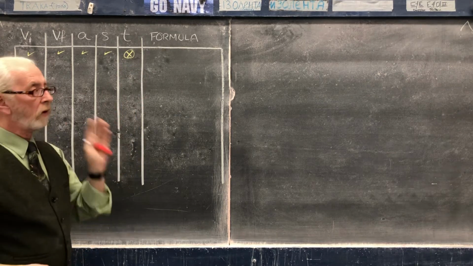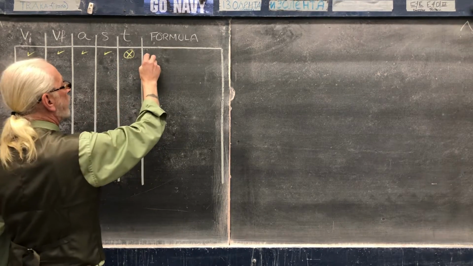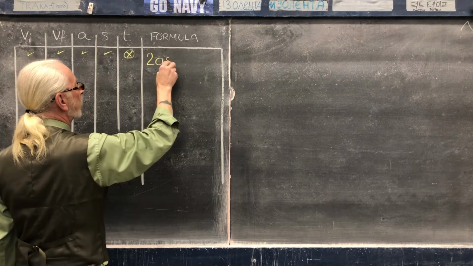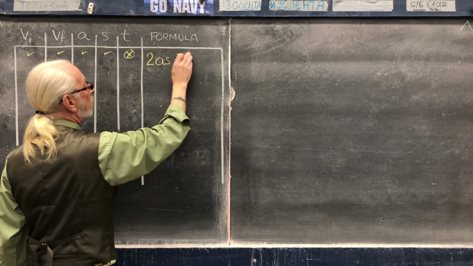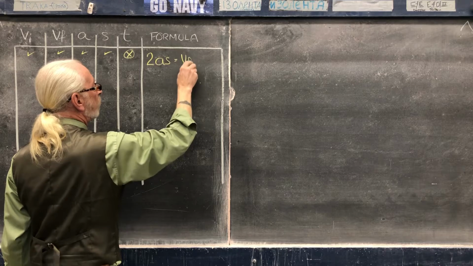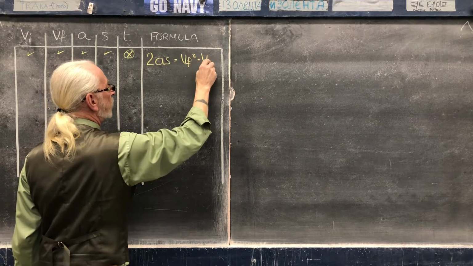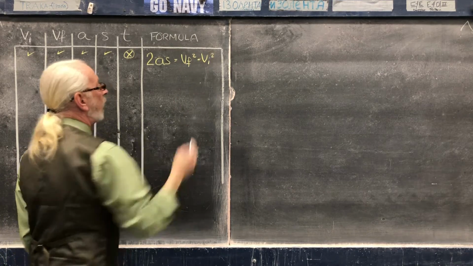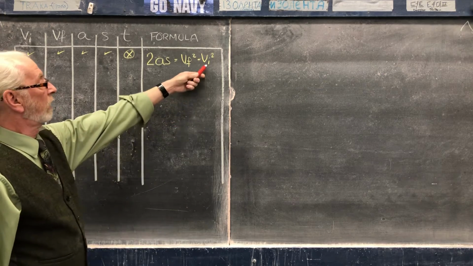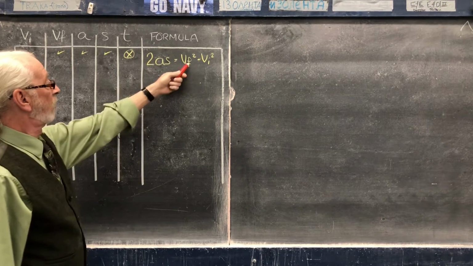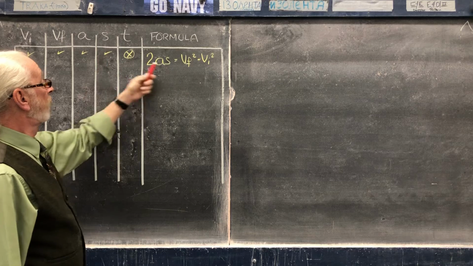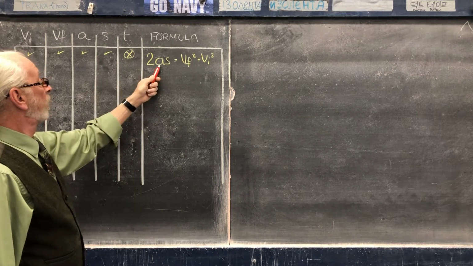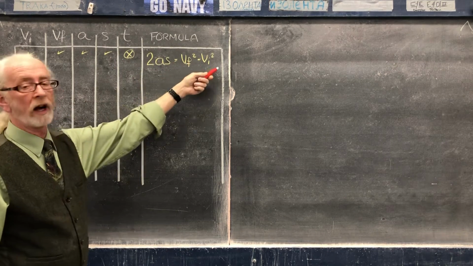If that is so, then the formula that goes with that is 2AS equals VF squared minus VI squared. And if you look at the formula, you can see initial velocity, yep. Final velocity, yep. Displacement, yep. Acceleration, yep. But you don't see time anywhere in there.